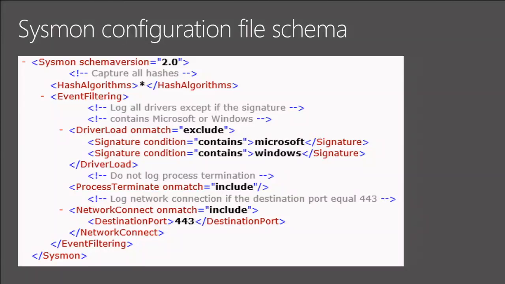Network connect is another example of include. Only capture network connection events where the destination port is 443.